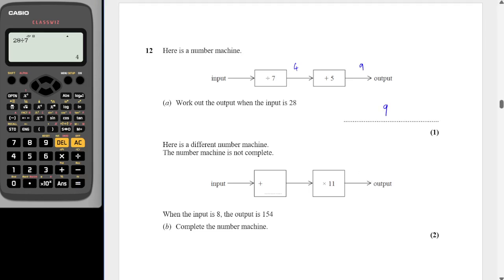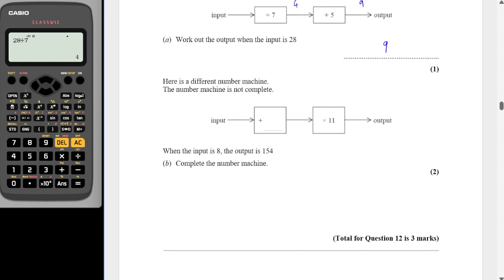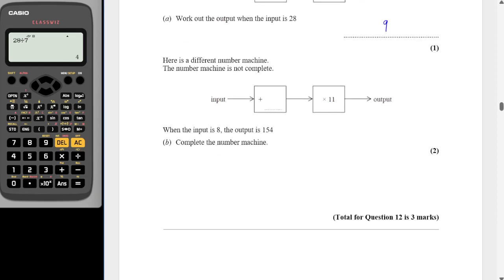Here is a different number machine. The number machine is not complete. When the input is 8, the output is 144. Complete the number machine. So we've got an output of 154. Our midpoint or our middle value is going to be 154 divided by 11. So I think that's 14. So if we start with 8, what do we need to do to 8 to get to 14? That would be plus 6. So plus 6 would go in that middle part, in that first function.